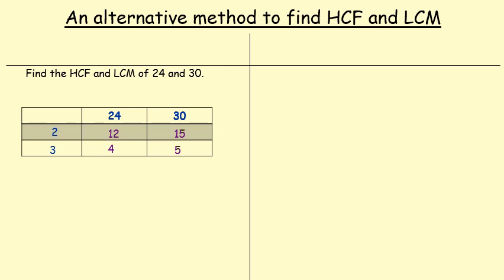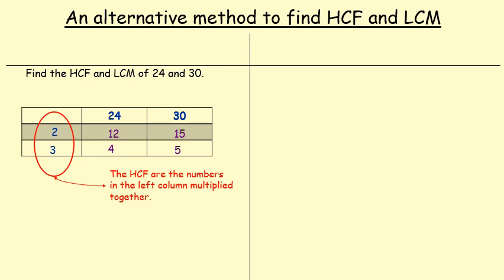Okay, so to find the highest common factor, we are going to multiply together the numbers in the left-hand column. So 2 times 3 is going to be our highest common factor, and these don't have to be prime numbers. We just need to make sure that in our bottom row, those numbers in purple only have 1 as a factor in common. Okay, so highest common factor is 2 times 3, which is going to be 6. And if you wrote out your factor lists, you'd see that that is also the case.